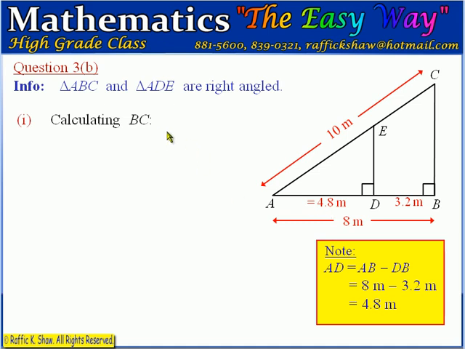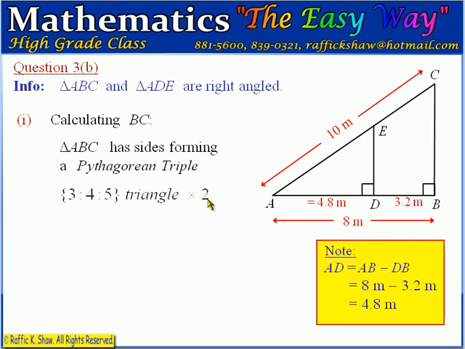Now, part 1 wants us to calculate the length of BC. That's this height here. If we focus on this larger triangle, it's a right angle triangle, and therefore we can apply Pythagoras' theorem. But what we can use is the fact that we have a Pythagorean triple. A Pythagorean triple is a ratio of sides of a right angle triangle. There are some standard Pythagorean triples, and the first one is the 3-4-5 Pythagorean triple. Triangles whose sides are in the ratio 3 to 4 to 5 are called Pythagorean 3-4-5 triangles.